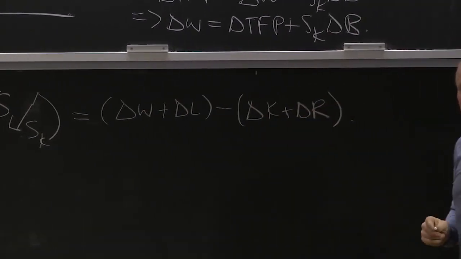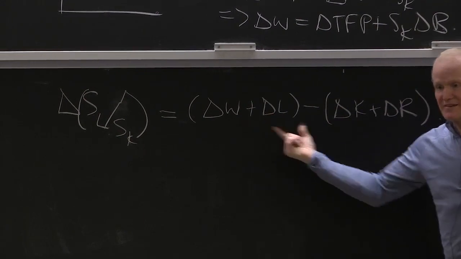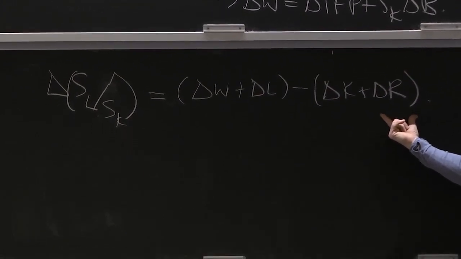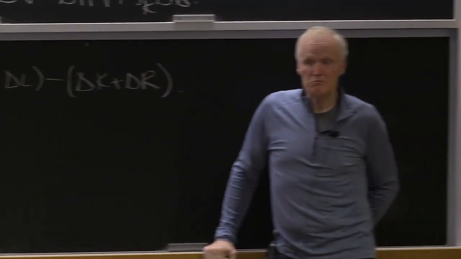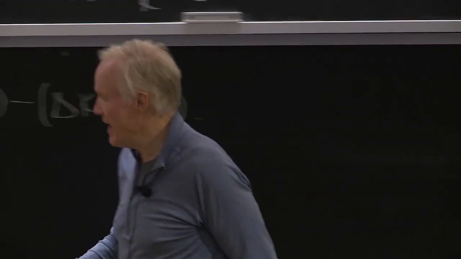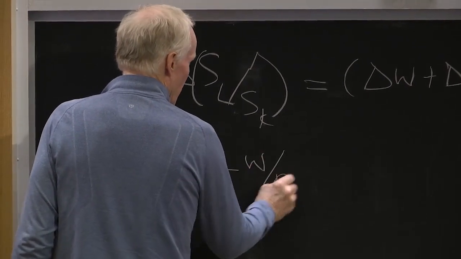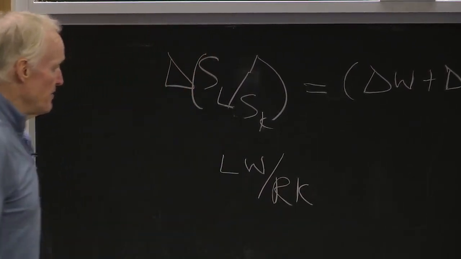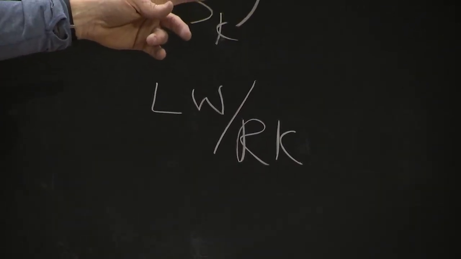Everybody agree with that? It's just the change. This is how much more labor is getting. This is how much more capital is getting. And therefore, that difference would be the change in the relative shares. By definition, right? That is the relative shares, because SL over SK is just LW divided by RK. Just take the total percentage change in that ratio, it's going to be exactly that one.